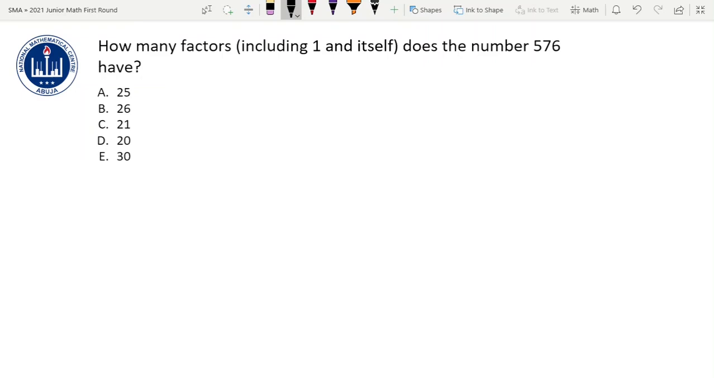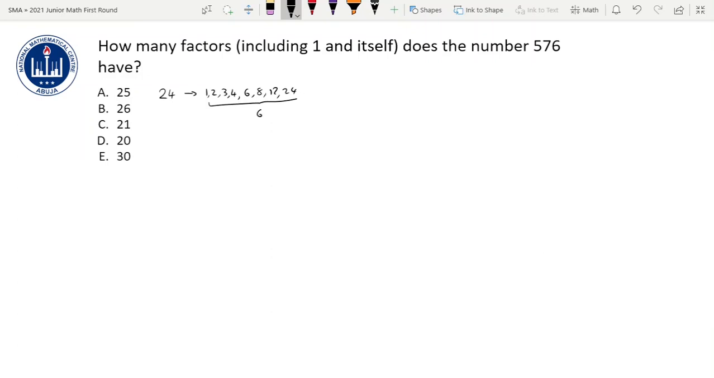So let's start with a small number like 24. If we were to list out the factors of 24, we'll have 1, 2, 3, 4, 6, 8, 12, and 24. So 24 has 6 factors, for example.